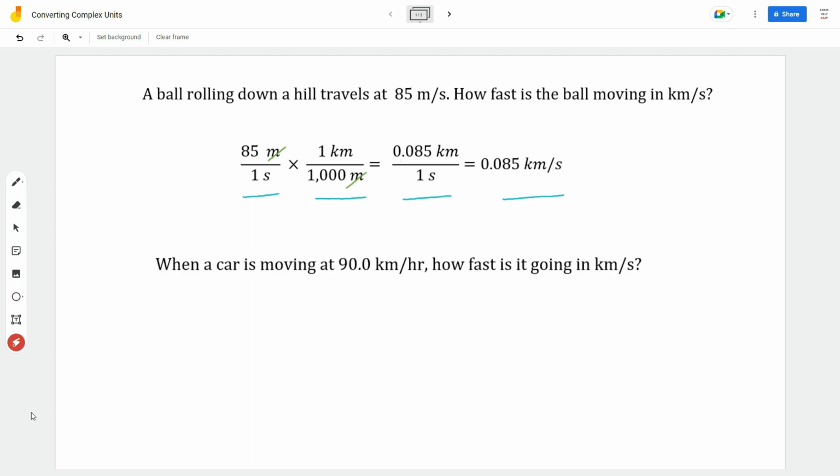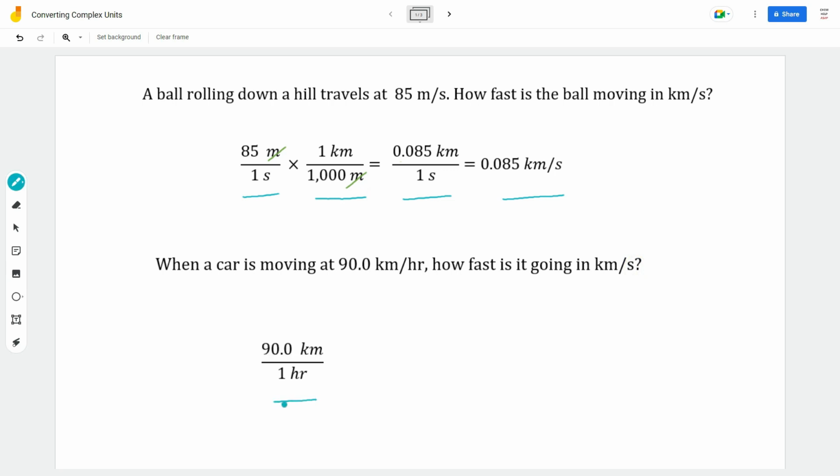Okay, let's do another problem. When a car is moving at 90 kilometers per hour, how fast is it going in kilometers per second? Okay, again, complex units. I have a unit in the numerator and the denominator. This time it looks like my kilometers are staying the same, so my numerator is staying the same and my denominator is changing. So I'm going to need to convert hours to seconds.